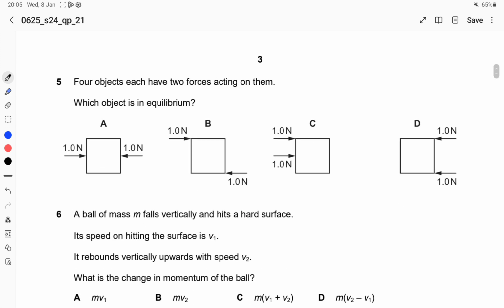Fifth one. 4 objects, each having 2 forces, are acting on them. You can see in the diagram. Which object is in equilibrium? Remember, whenever they say which object is in equilibrium, which means there is no net force and no net moment, which means no turning effect and no resultant force.